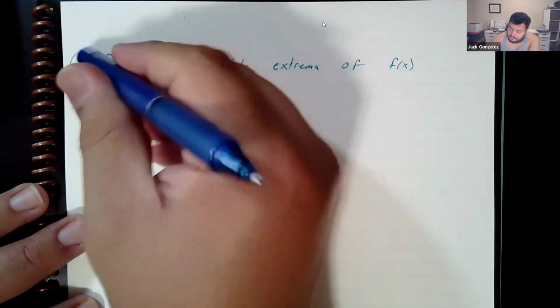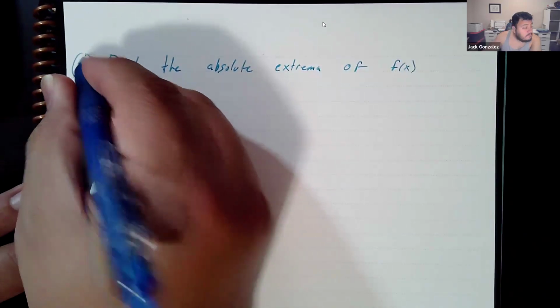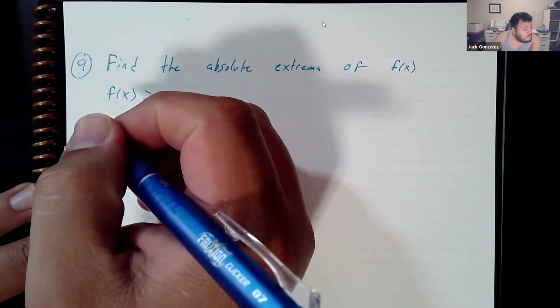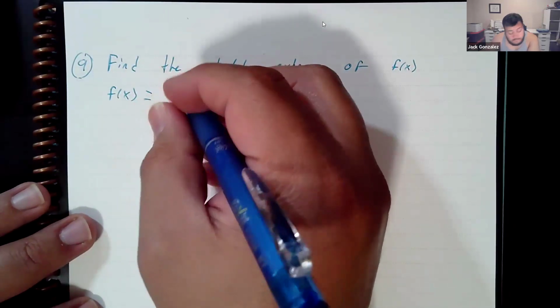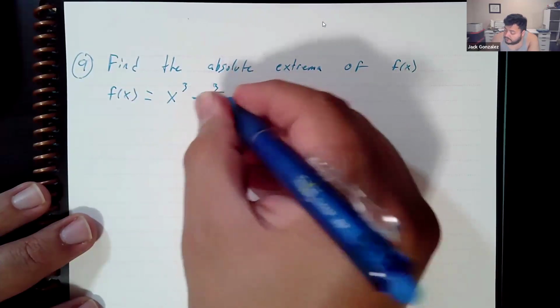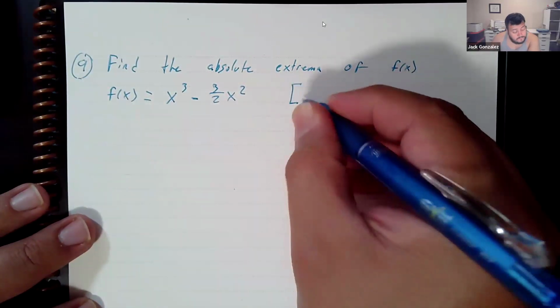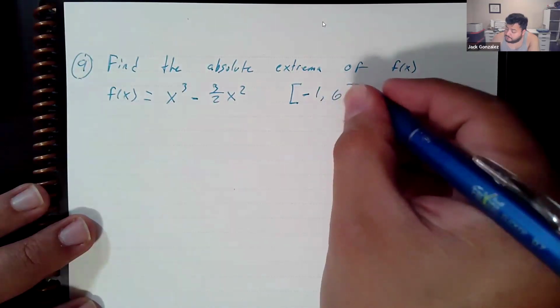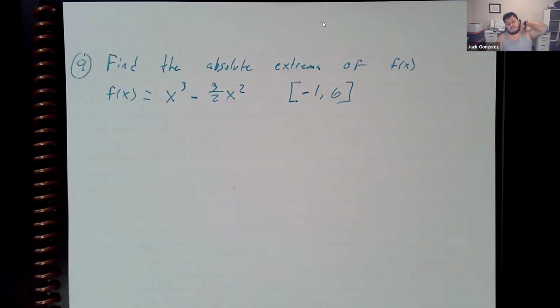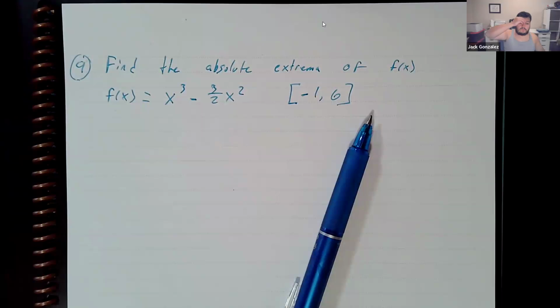F of x is equal to, let's do number 9. That was kind of boring. Number 8 is too easy. Number 9 is x cubed minus 3/2 x squared on this interval. So they're saying find the highest value and the lowest value from -1 to 6 on this function.